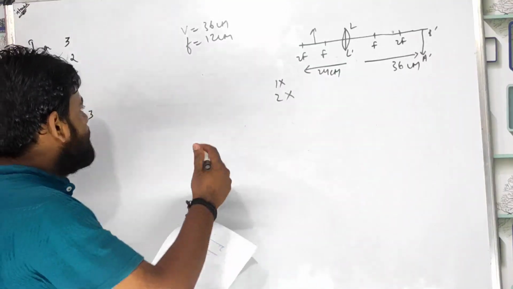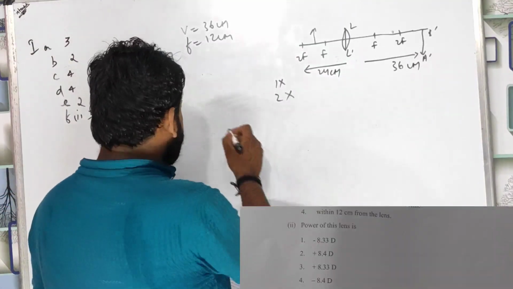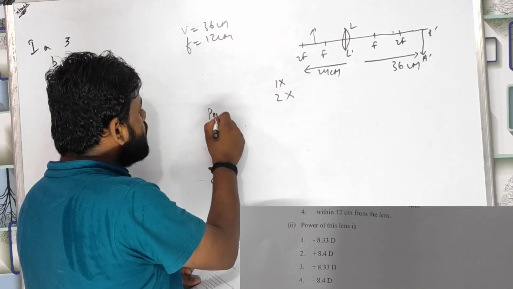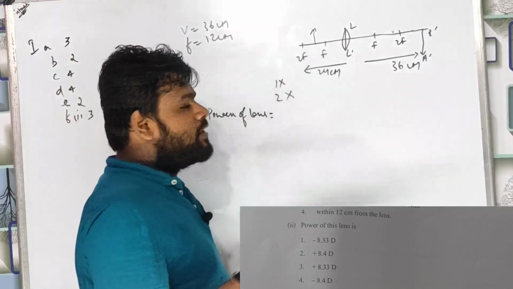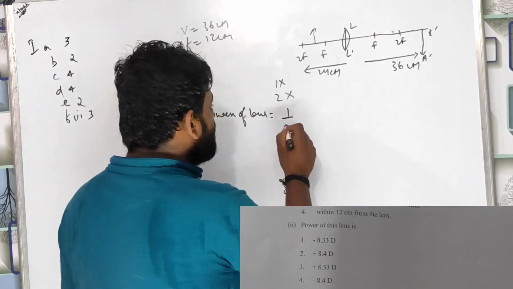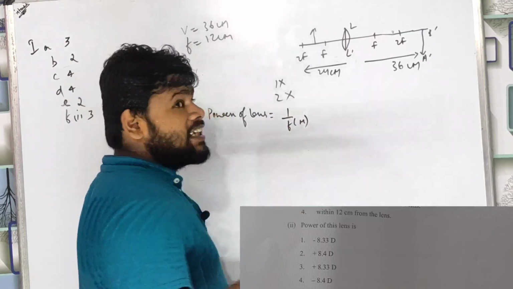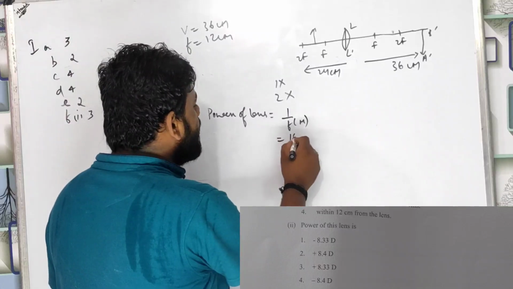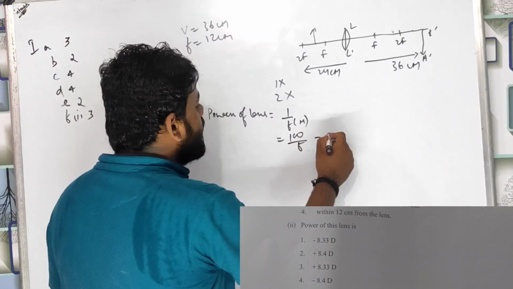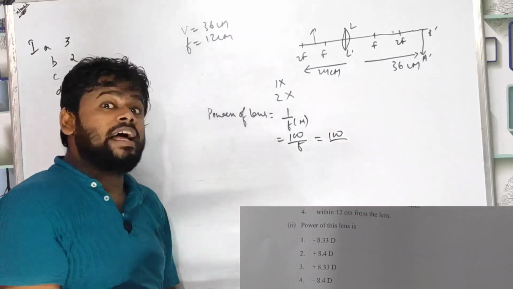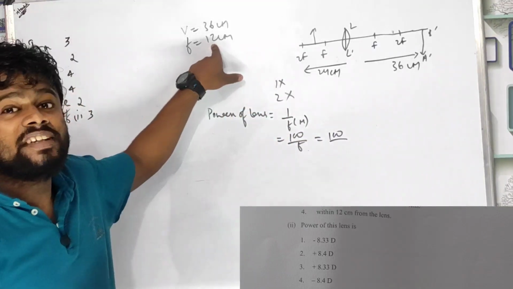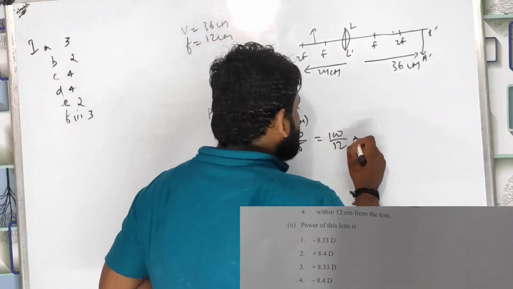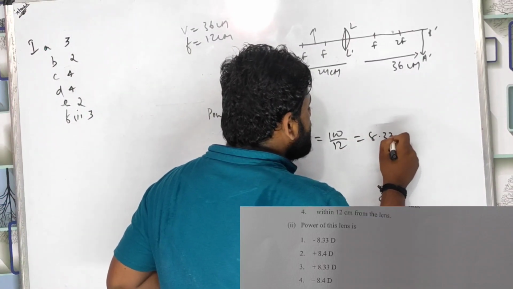Power of lens, children. What is the power of lens formula? Yes, power of lens is 1 upon f in case of meter. But if it is in centimeter, it is a bit different: 100 upon f. In case of centimeter it is 100 upon f, and the unit will be dioptre. Focal length is given in centimeter, that means 100 upon 12. What we will get? 8.33 if I am not wrong.